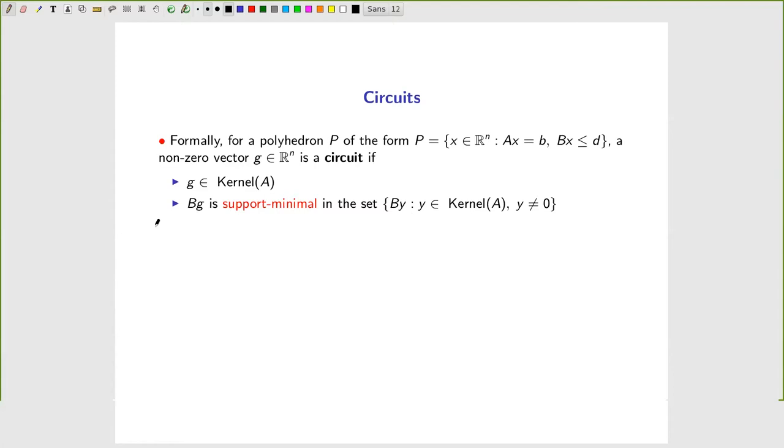Now, let's go back to Neil's question. If, for example, this B is the identity matrix, so you just have Ax equal b, then circuits correspond to the circuits of the matroid associated to the columns of this matrix A, because they will just be the elements with minimal support. If this is the identity matrix, then this is just saying that g itself should be support minimal. And they have to be in the kernel, so actually they would have Ag equals zero. So the columns will be linearly dependent and they are going to be support minimal. Does it make sense, Neil? Yeah, thank you. Okay, good.